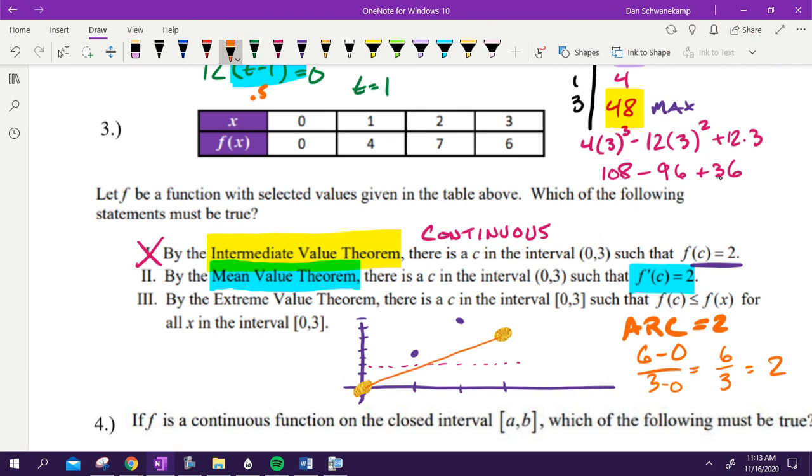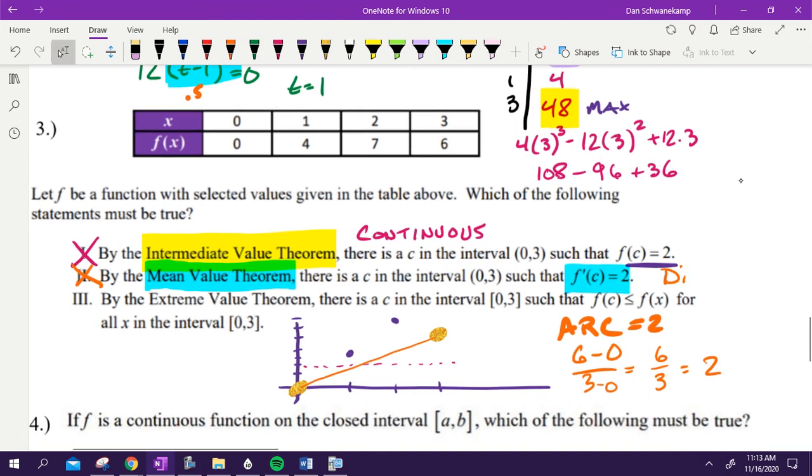So does the derivative have to equal 2? Yes, but no, because what did they not tell me? It's differentiable. It has to be differentiable. That's the rule. It didn't say it was differentiable, so it didn't work.